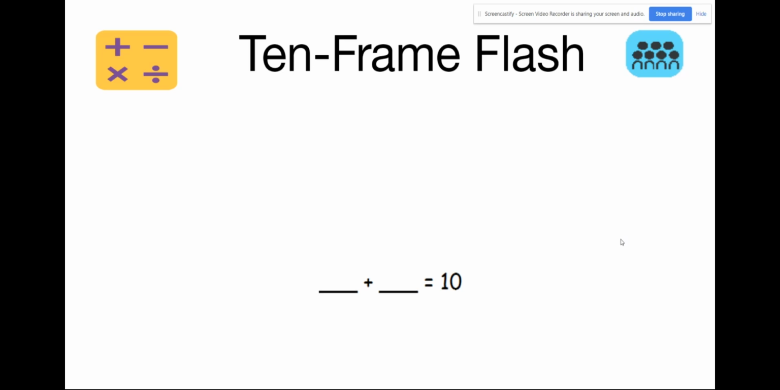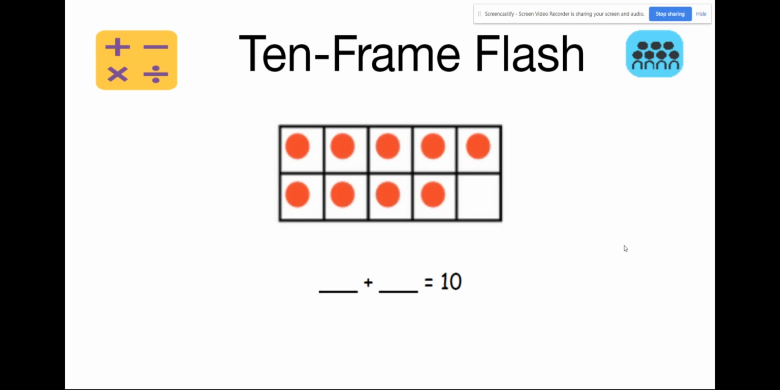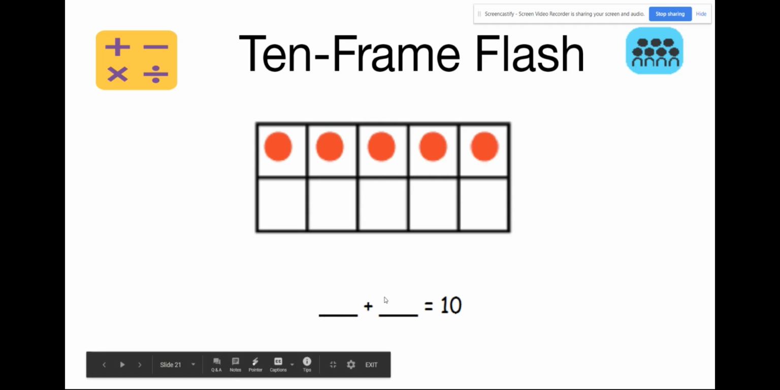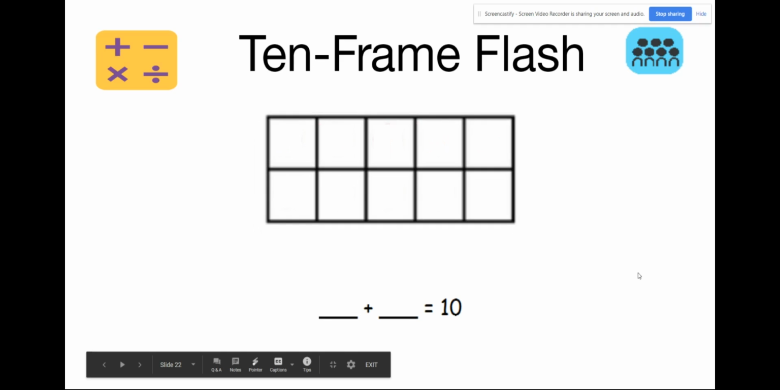I'm going to show you some practices, all right? In my mind, I'm imagining the number 9, and it looks like a 10 frame. So I would write 9 plus blank equals 10. How many more do I need to get 10? 1. That's right, because 9 plus 1 equals 10. Try this one. I'm starting out with 5. How many more do I need to equal 10? 5 more, because 5 plus 5 equals 10.